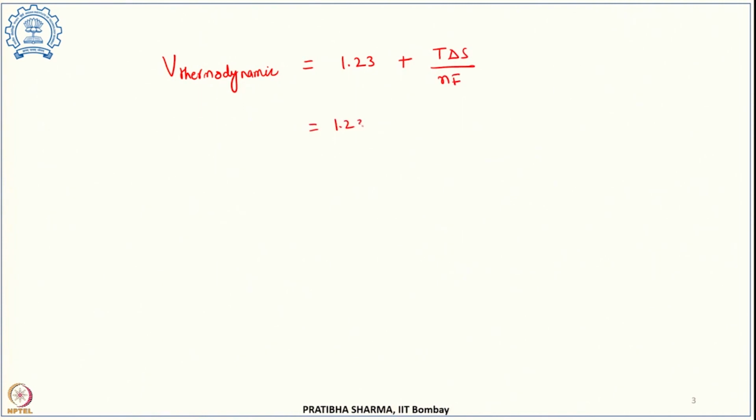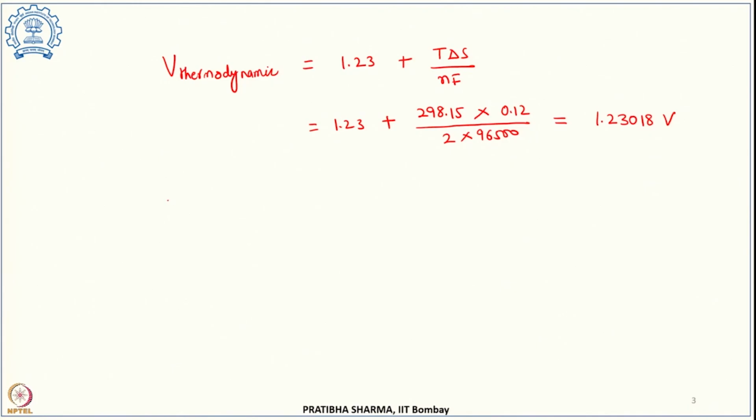That is 1.23 plus temperature 298.15 Kelvin, change in the entropy is 0.12, number of electrons transferred 2, Faraday's constant is 96500. And on solving this we can get the value of the thermodynamic voltage as 1.23018 volt.